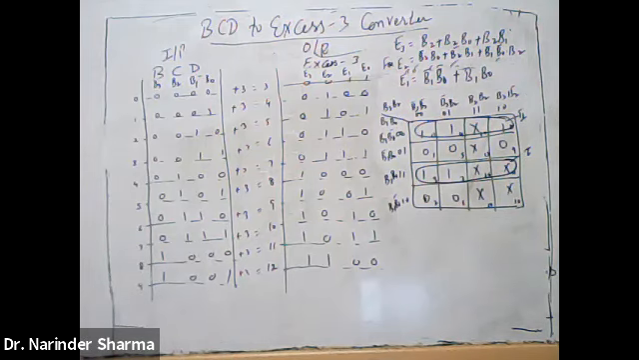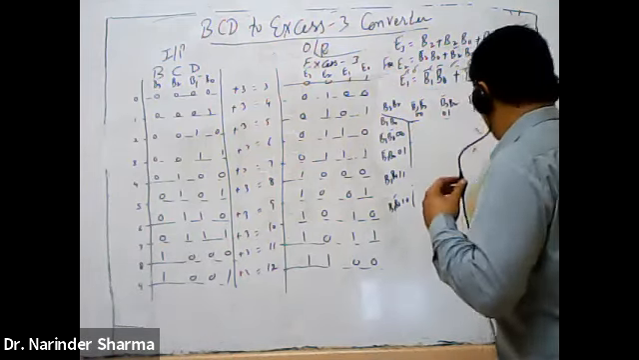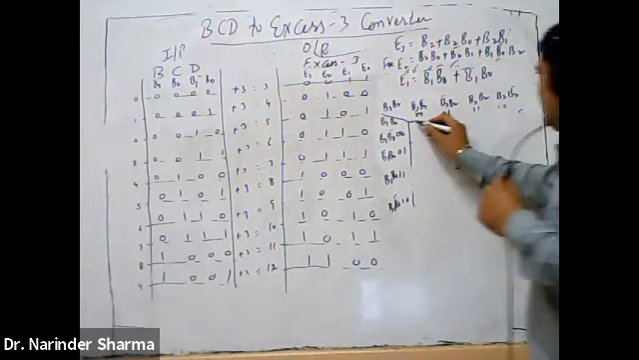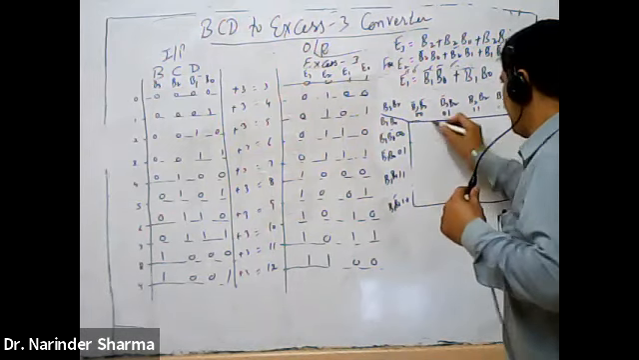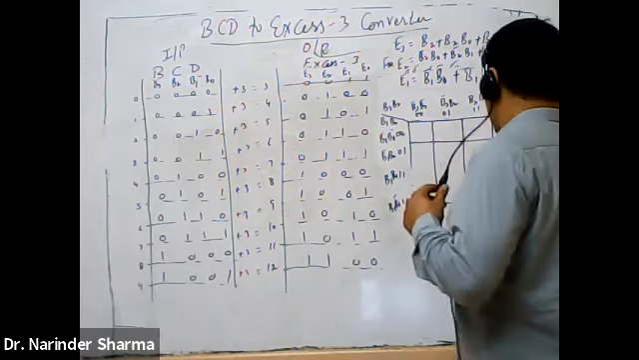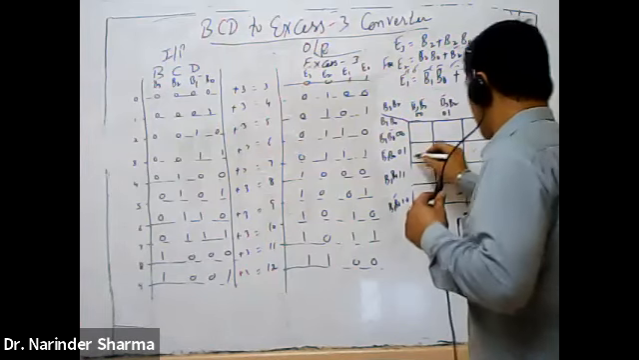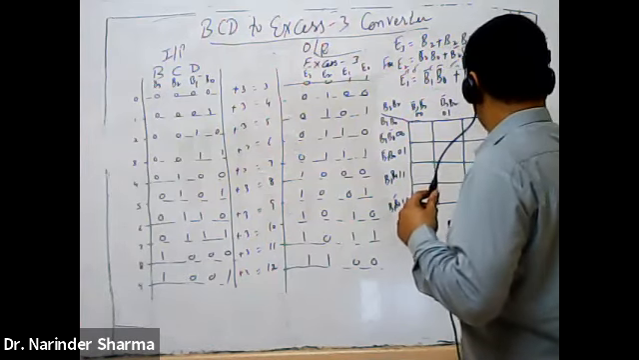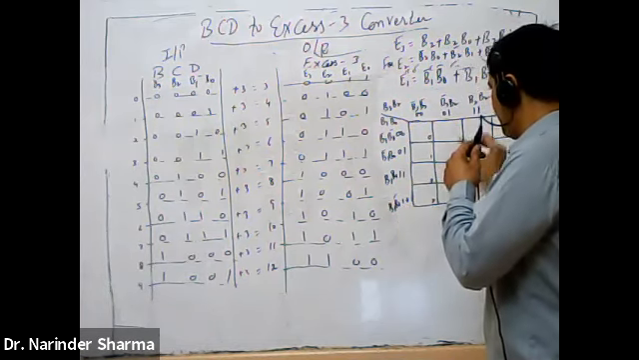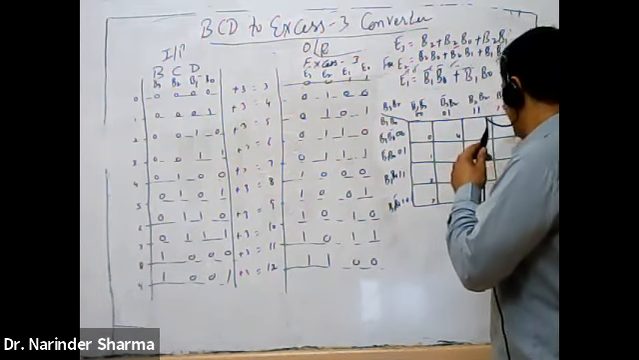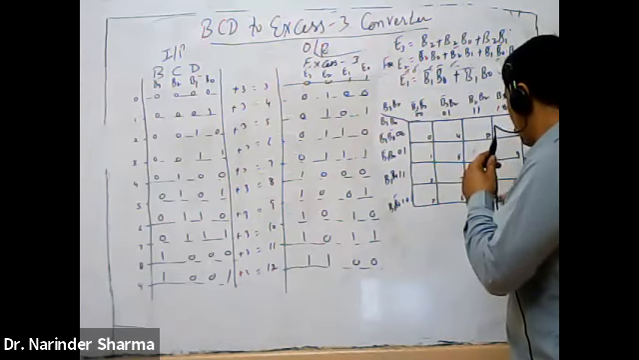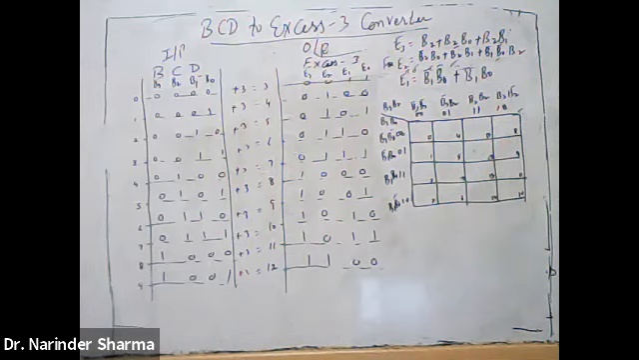Now similarly we will pursue for the E0. Again we will draw the 4 variable K map. Number it as 0, 1, 2, 3, 4, 5, 6, 7, 8, 9, 10, 11, 12, 13, 14, 15. E0.